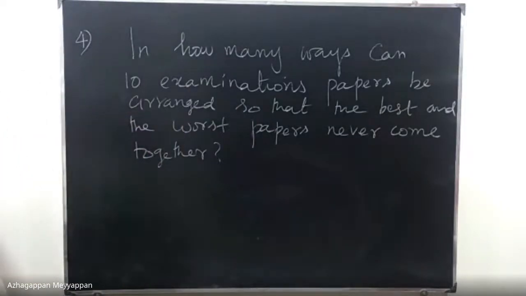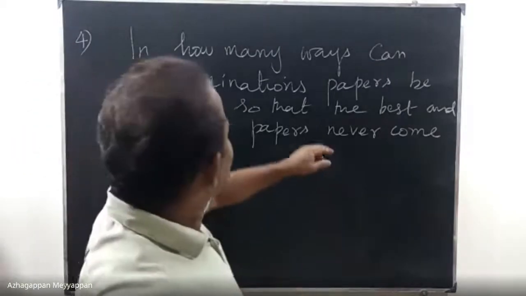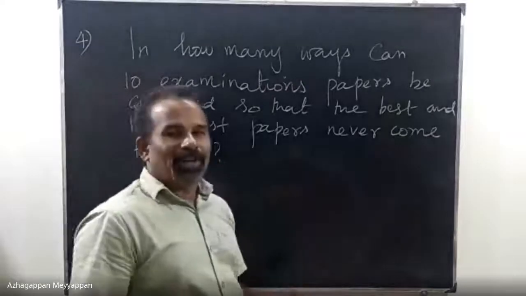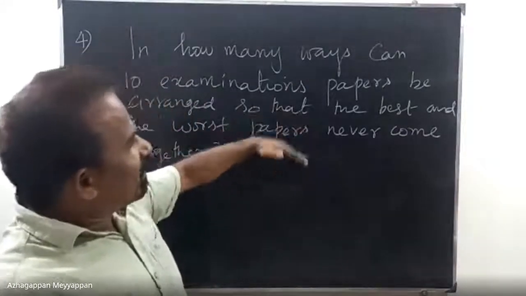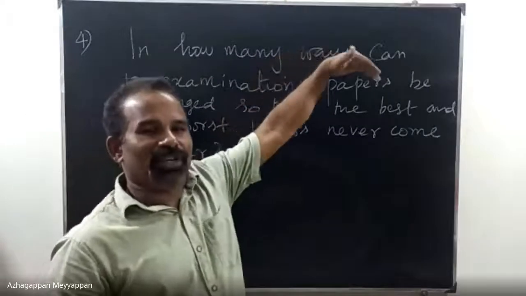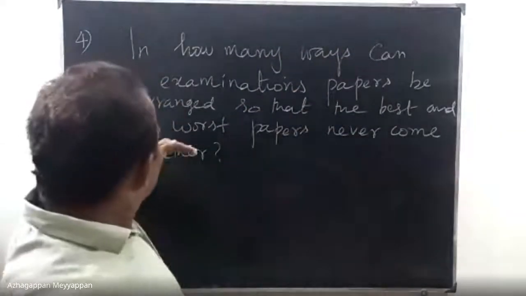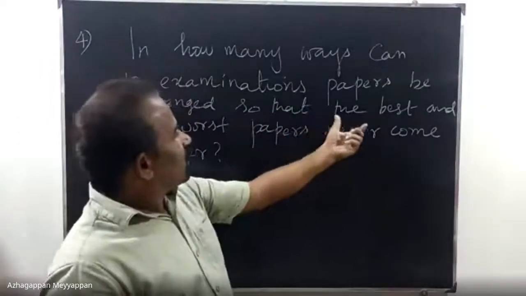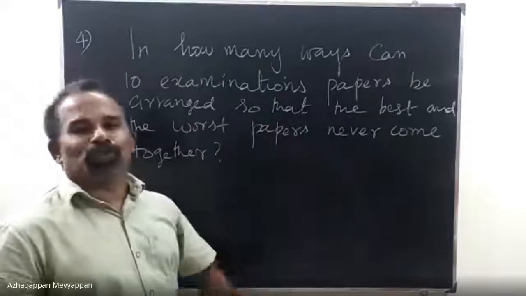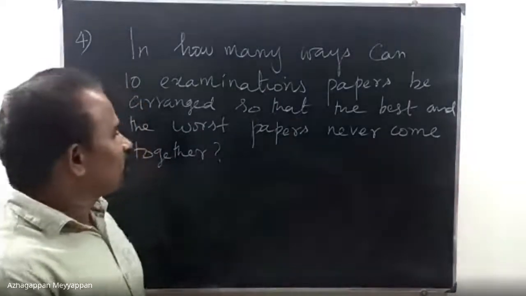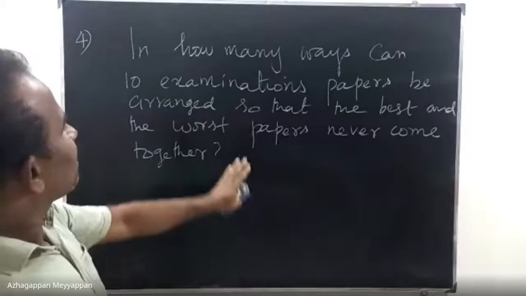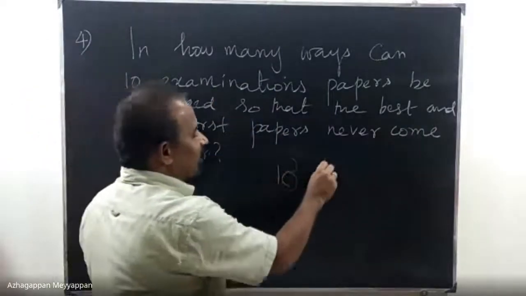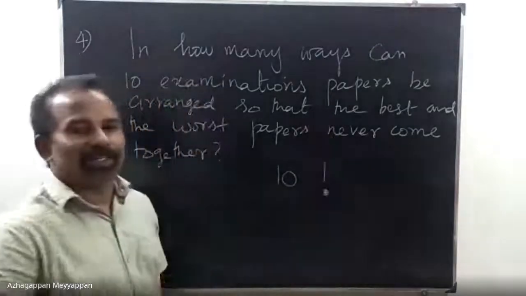First thing, what will happen if the best and worst paper always come together? Without any condition, what is the number of ways we can take? Then how many ways are there that the best and worst papers never come together? Without any condition, there are 10 examination papers, so we can arrange this in 10 factorial ways.